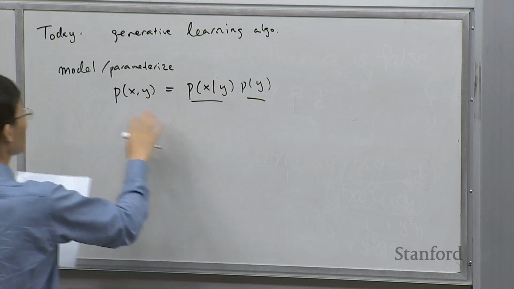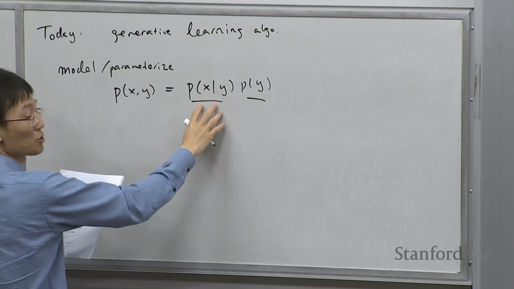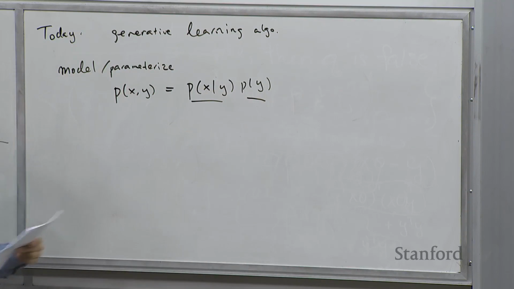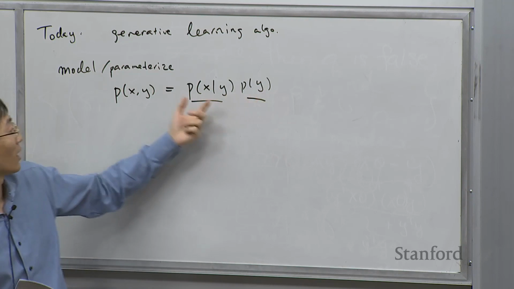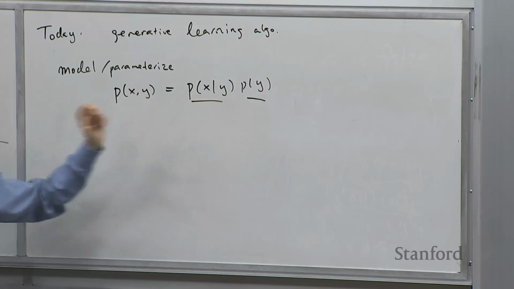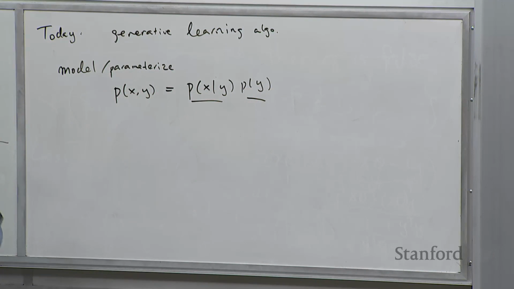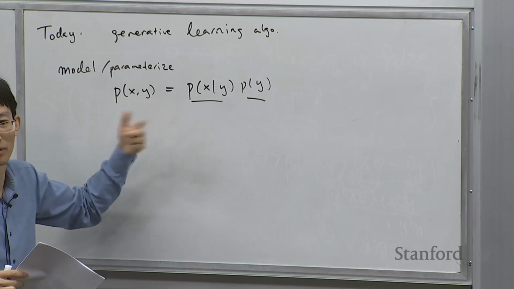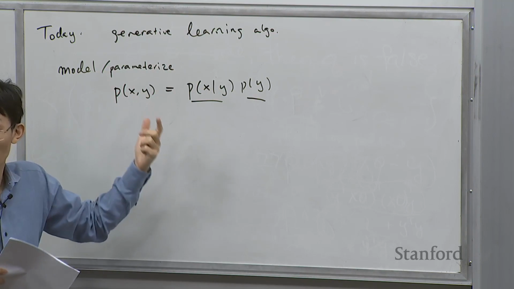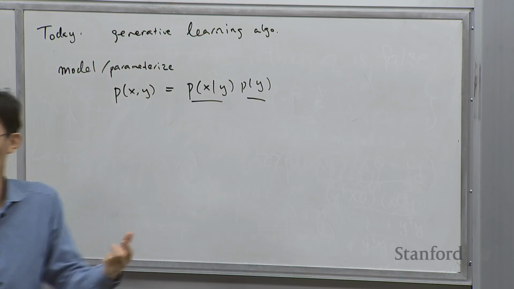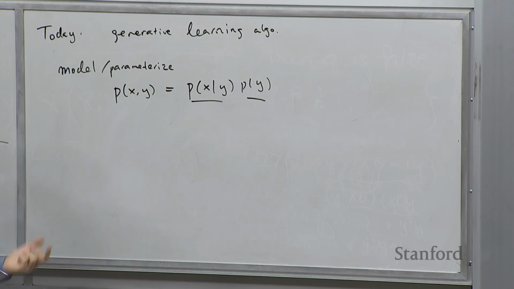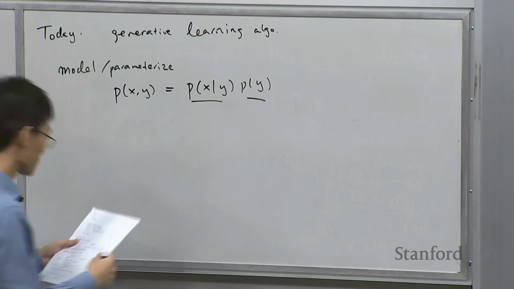Anyway, you model the joint distribution by modeling each of these two parts. Particularly, you model the distribution of y and the distribution of x conditioned on y. Here, x and y are not symmetric. y is the label, x is the input, and typically they have very different meanings. So y could be something like the price of a house, and x is the features, what you know about the house, like the square feet, the lot size, and so on.